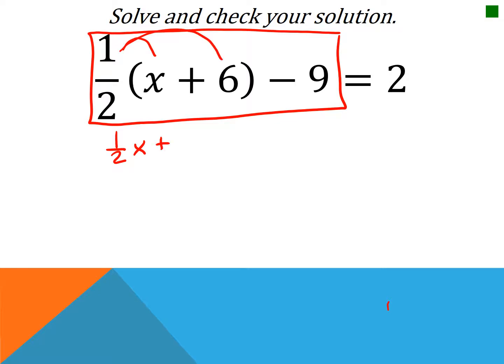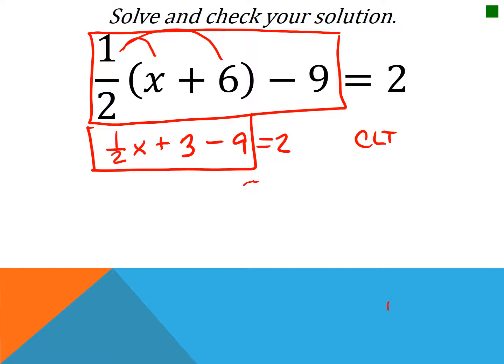I can do that on my calculator, 1/2 times 6, or if I know what half of 6 is, break 6 in 2, it's going to be 3. Minus 9 equals 2. Over here on this side, remember my next step is, can I combine like terms? I have a positive 3 and a 9.